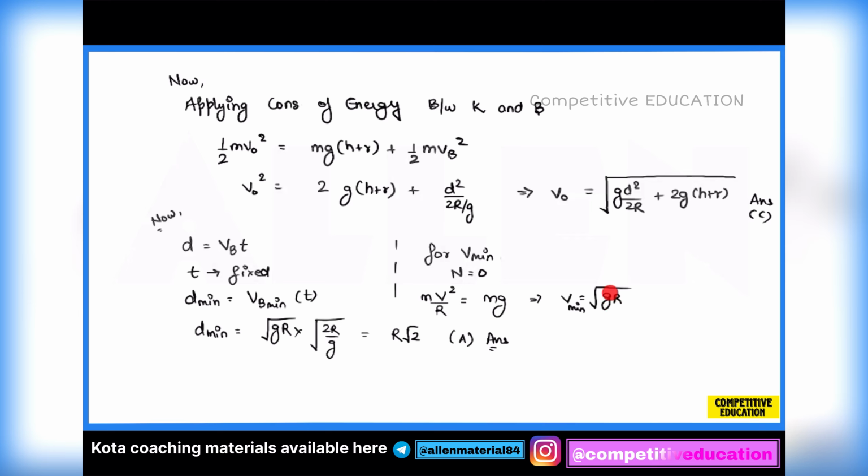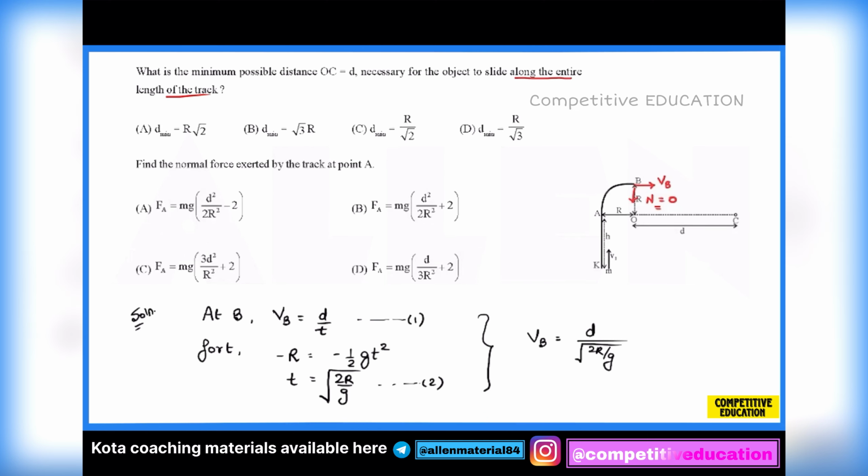Now putting the value of v minimum here, I get d minimum will be under root g r into under root 2r by g. Now this g and g will cancel out. It will become r square under root, so r will come out, so it will be r under root 2, which is given in option A. So my correct answer will be option A, r under root 2.